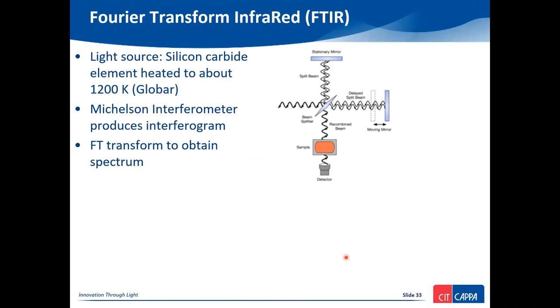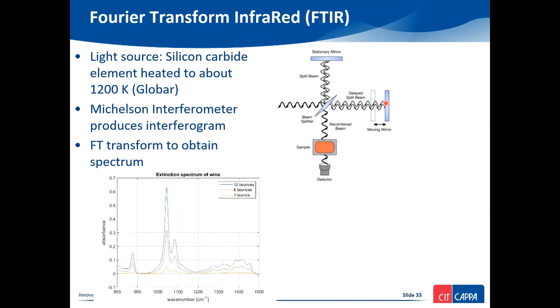One of the established techniques is what's known as Fourier transform infrared. In this case, we have a Michelson interferometer and light from a broadband light source, such as silicon carbide, which when heated up gives a broadband mid-infrared emission. One mirror is then scanned, giving rise to an interferogram, which you can Fourier transform to get your spectrum.